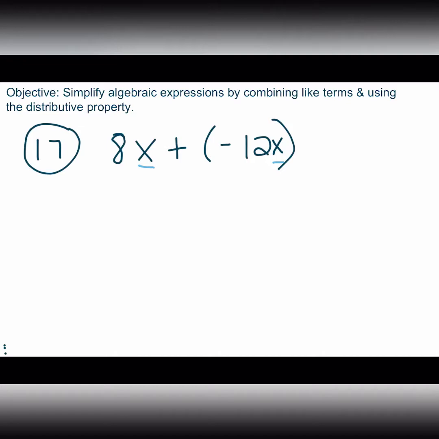So here we go again. We have a negative and a positive. Do we have more negatives or more positives? Right, we have more negatives because we have negative 12. So our answer here is going to be negative, and then we subtract. 12 minus 8 is 4, so negative 4x, and that is our final answer.